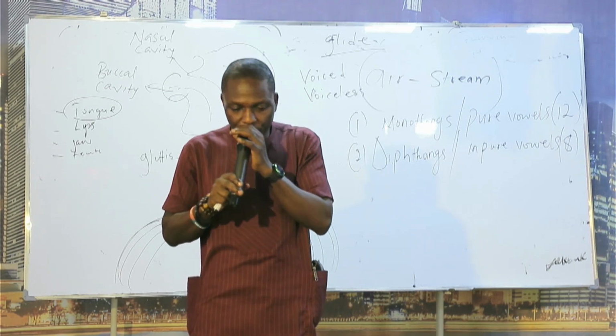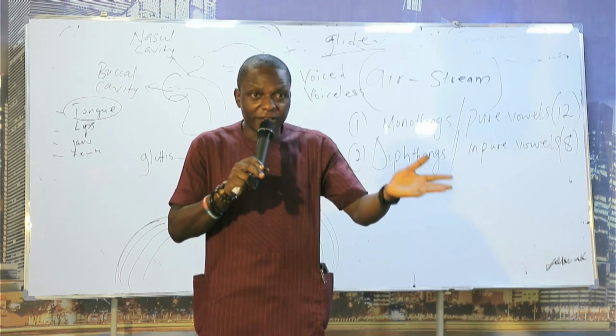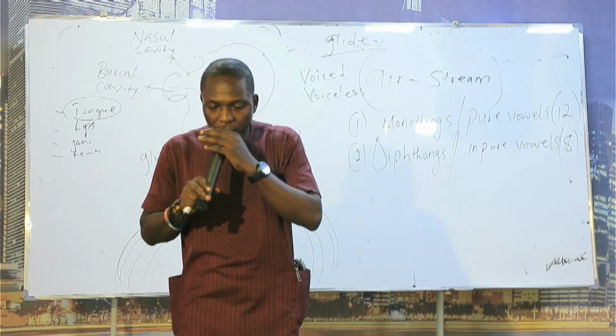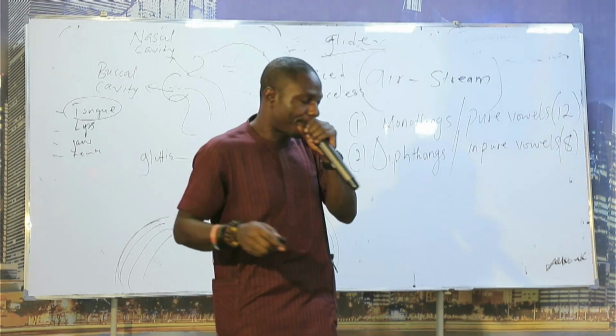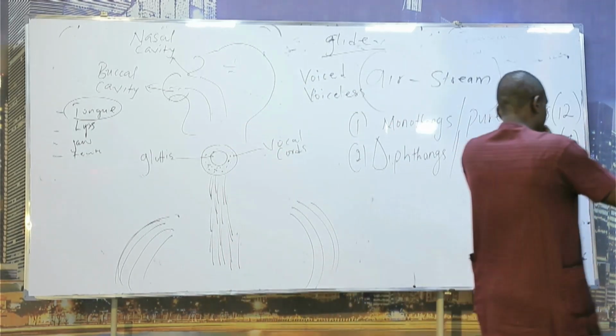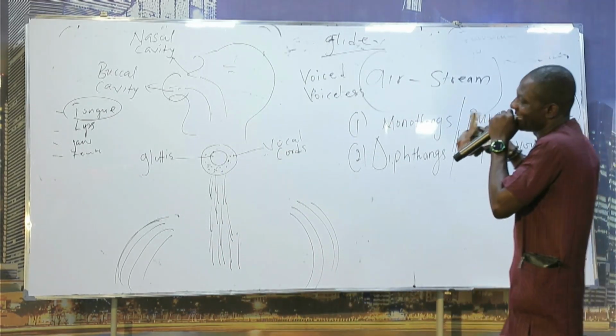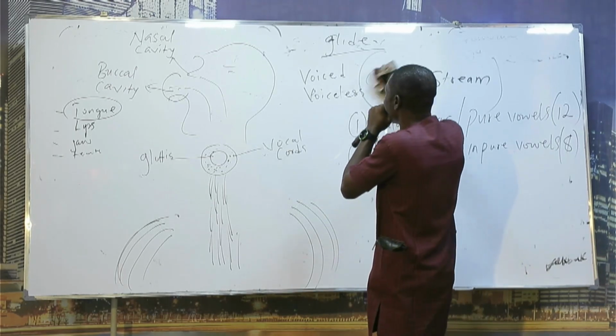12 monotongues, all right? Do I need to define what a monotongue is? All right, let's just number from 1 to 12. Number from 1 to 12. Let's go sharply.